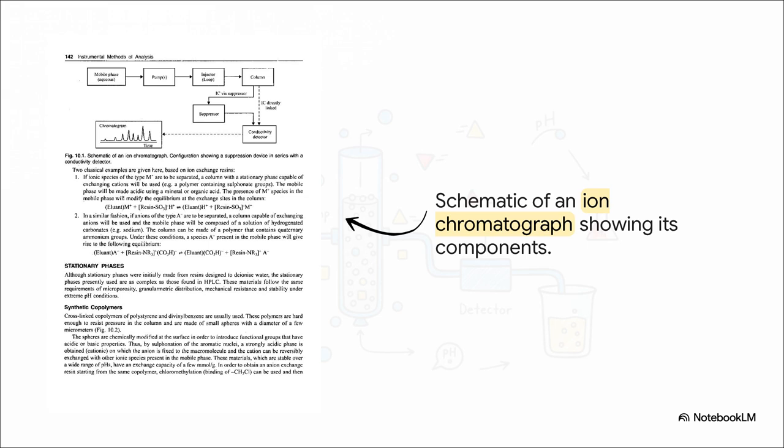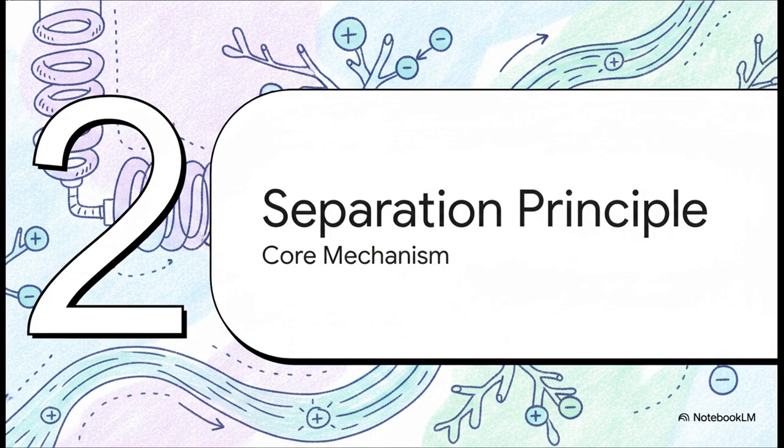But to really understand the core principle of how the separation happens, we actually need to bypass the pumps and detectors and zoom way, way down into that column to the microscopic level. Moving on to Section 2, the principle of separation.